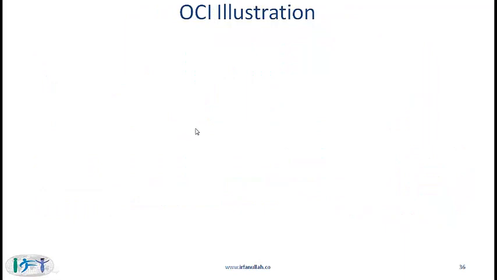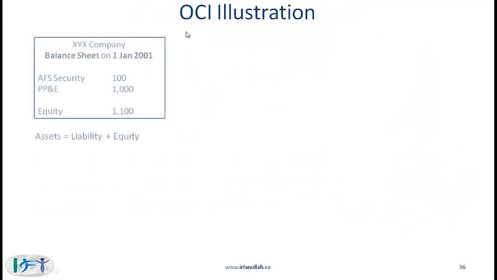I'll give you a simplistic illustration of how other comprehensive income works. Let's say that at the start of the year, we have this balance sheet. A company has 100 invested in an AFS security and 1,000 invested in property, plant and equipment. Those are the only assets. There are no liabilities. Equity therefore is 1,100. And notice our basic equation balances. Assets equal liabilities plus equity.